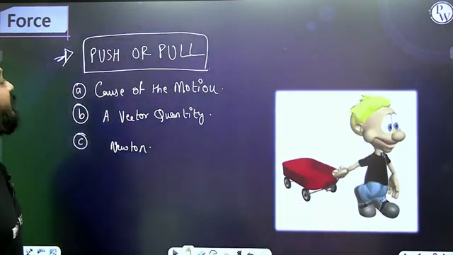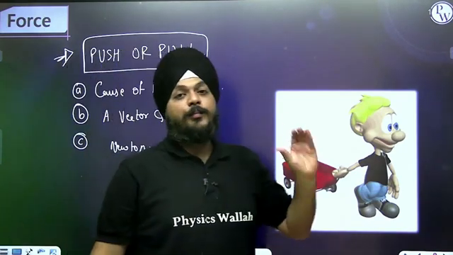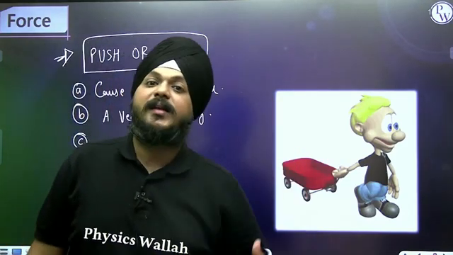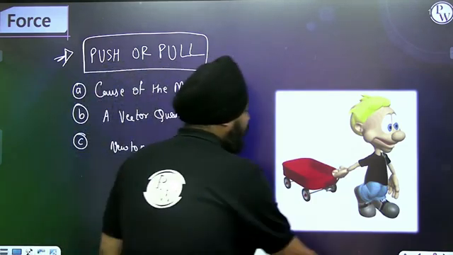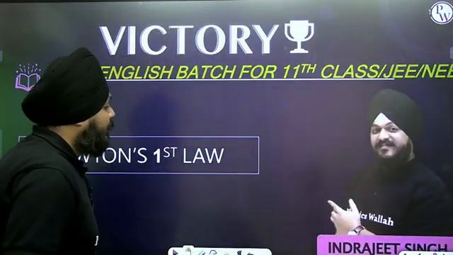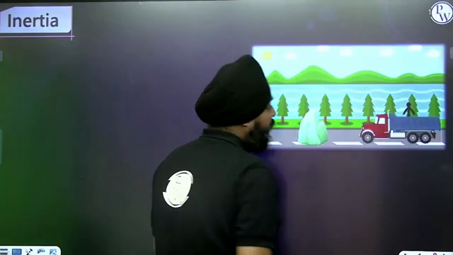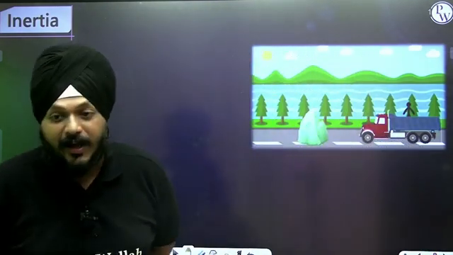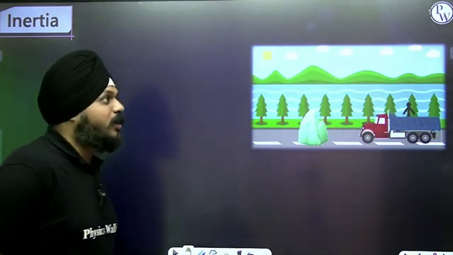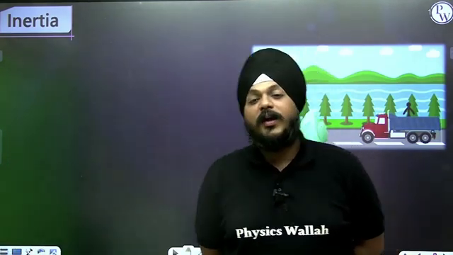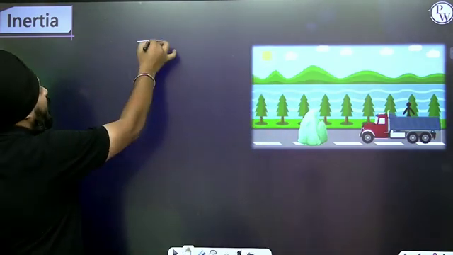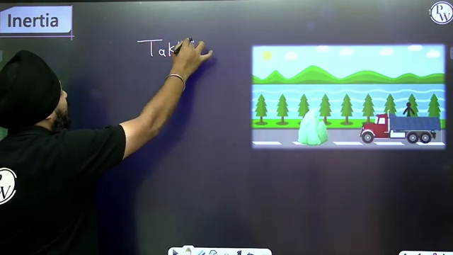So simply, cause of the motion, push or pull, it is a vector quantity and it is measured in newtons. Now, basically Newton gave three laws. The first law is completely based on the law of inertia. But before moving on to the first law, we have to understand the concept of inertia, and that is nothing else but the taklif.